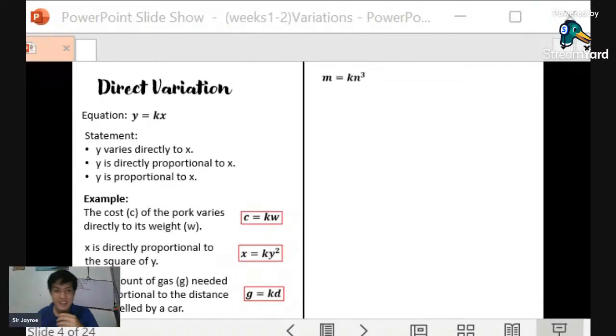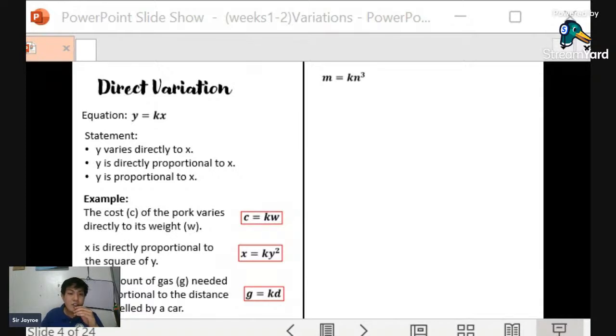Okay, let's see. Ayun. M is proportional to cube of n. M is directly proportional to the cube of n. Tama po yan. Very good. So, M is directly proportional. Wala bang gumamit dyan ng M varies? Pero tama po lahat ng aking nakikita. So, M is directly proportional to the cube of n.